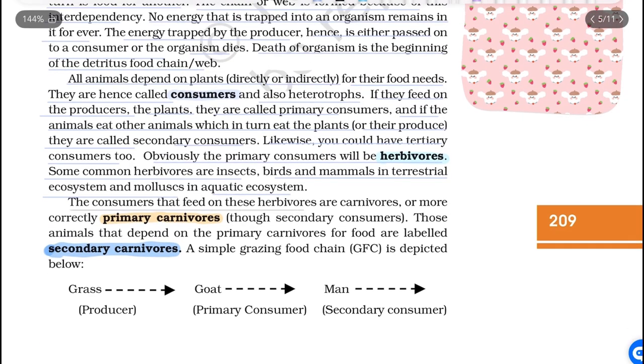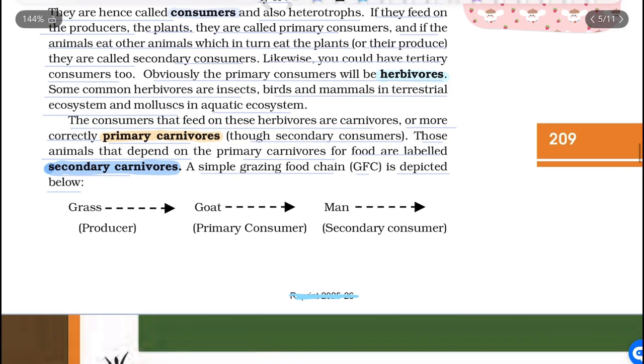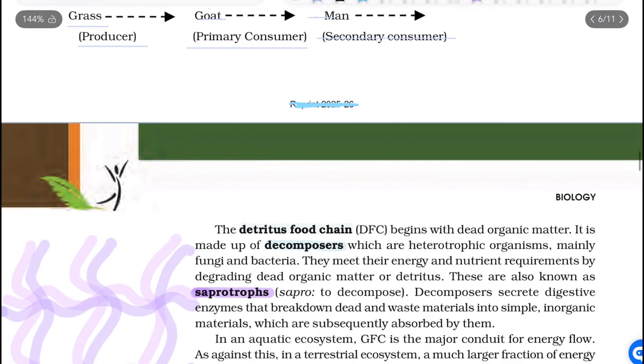The consumers that feed on these herbivores are carnivores, or more correctly primary carnivores, so secondary consumers. Those animals that depend on the primary carnivores for food are labeled secondary carnivores. A simple grazing food chain, GFC for short, is depicted below. Grass is the producer, goat is the primary consumer, and lion is the secondary consumer.